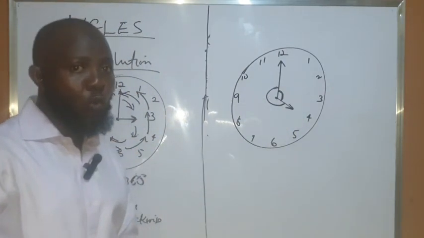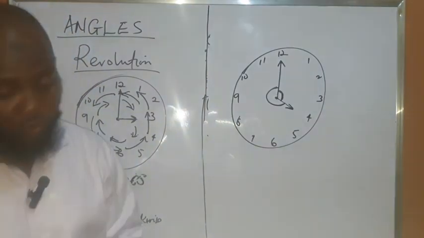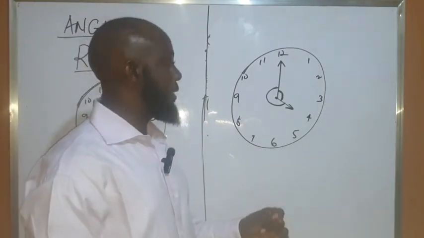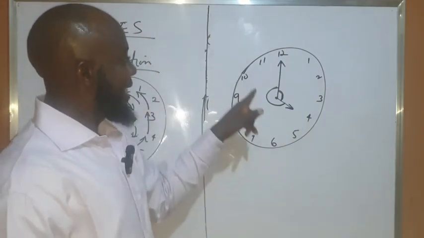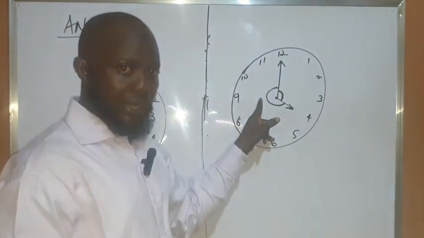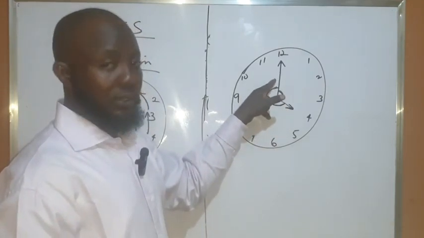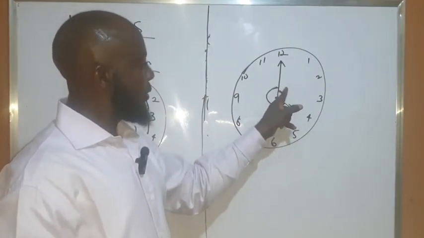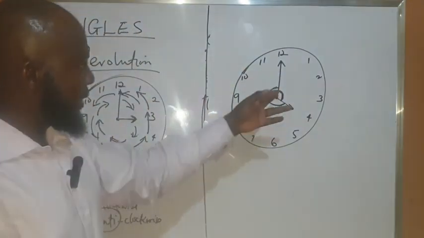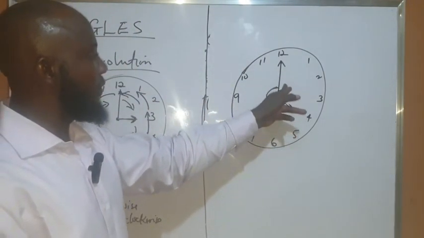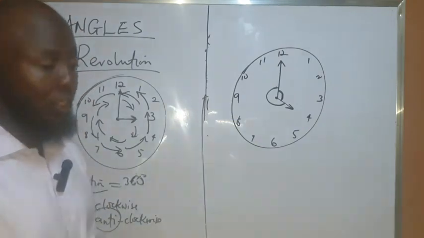So it depends on what the question asks you to do. If the question asks you to find the degree of the larger angle, then we are referring to this. The smaller angle is the one inside. I hope I'm making sense. So for example, you want to find the degree of this angle here. How do we find that?